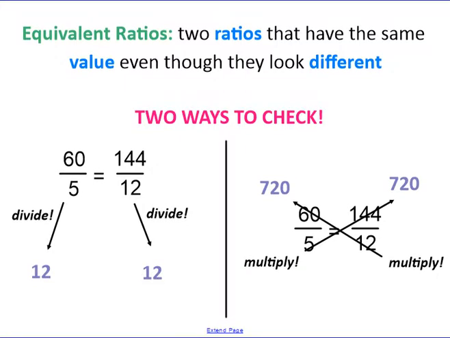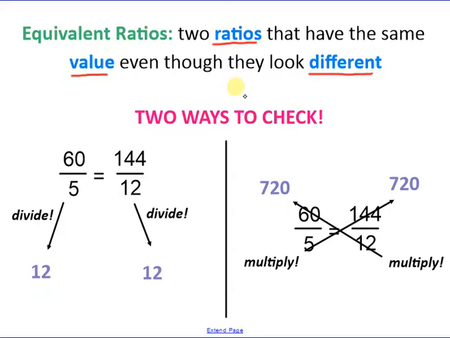There are two ways to look for equivalent ratios. But first off, what are equivalent ratios? Equivalent ratios are two ratios that have the same value even though they look different. Equivalent ratios oftentimes look like fractions, okay? They look like equivalent fractions, and it's kind of the same definition. Two fractions that have the same value even though they look different.